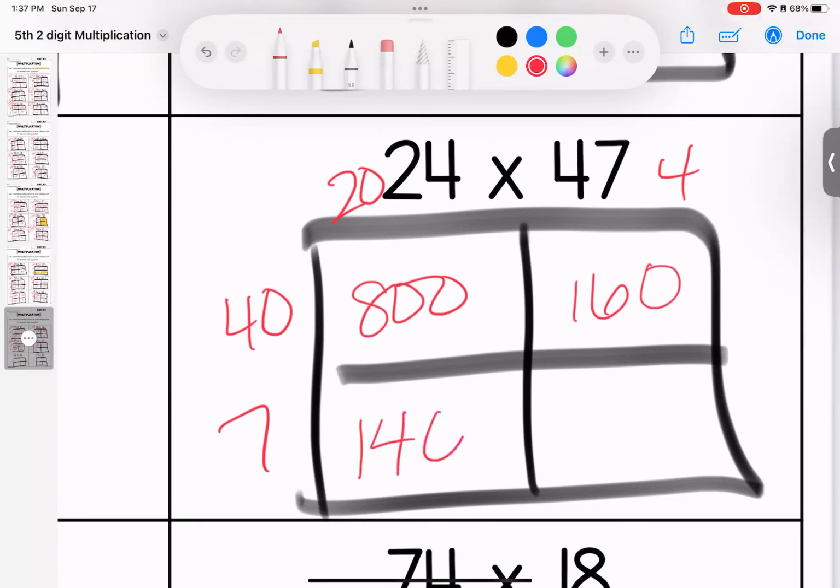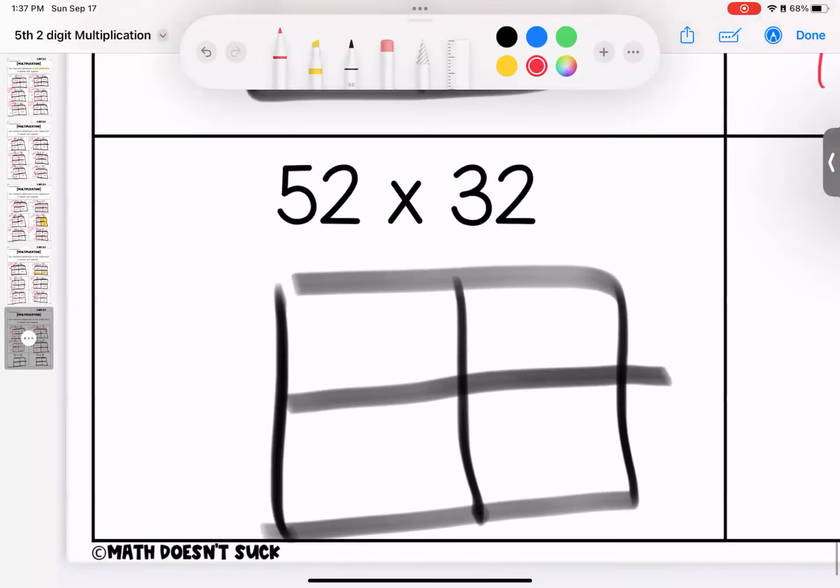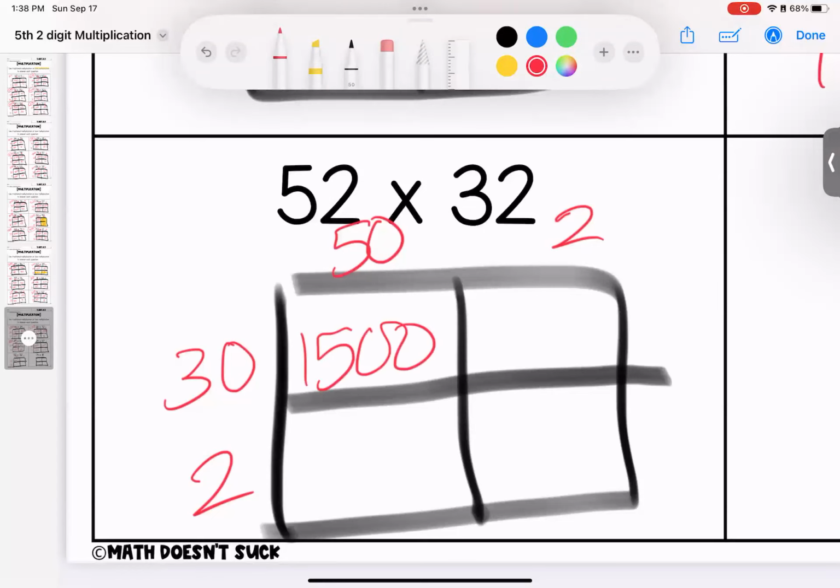2 and 7, 14, 1 0. 7 and 4, 28. Total 1,128. Last two, we're almost done. Here we go. So we're doing 52 times 32. 3 and 5, 15, 2 zeros. 3 and 2 is 6, 1 0. 2 and 5 is 10, 1 0. 2 and 2 is 4.